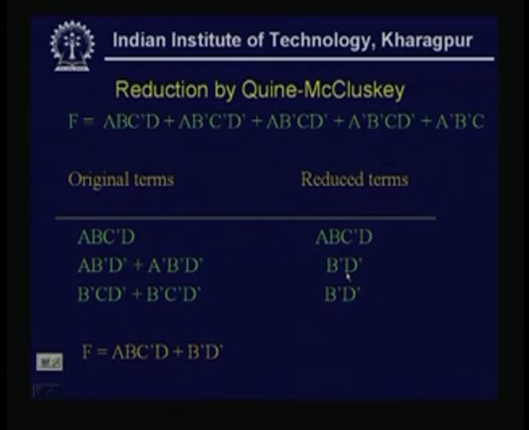Now, again we apply the rule, because here both the terms are b dash d dash. So, x plus x equals x, so b dash d dash remains. So, it becomes a b c dash d plus b dash d dash, which we have achieved from the table also. So, the Quine-McCloskey method we can apply as an automated reduction procedure.